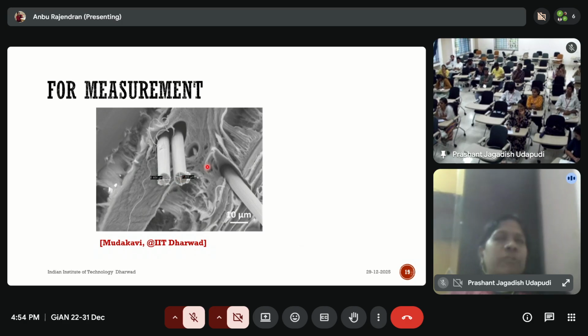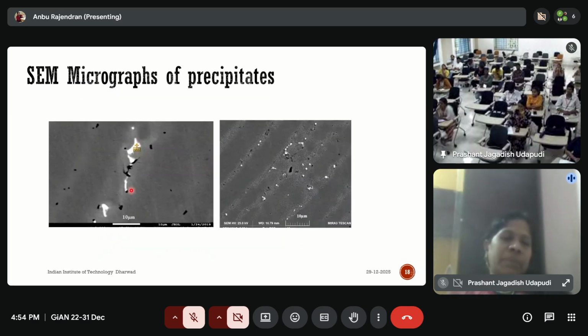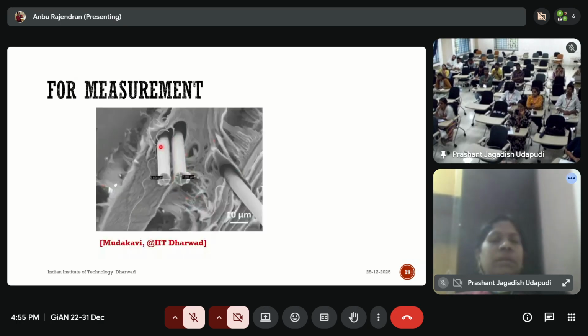In the same way, if there are coated samples or any printed sample, in the case of 3D printing, you may want to measure the individual pool size. Or in the case of precipitates, you want to measure the precipitate length or size. Everything can be measured, so that option is available in SEM.